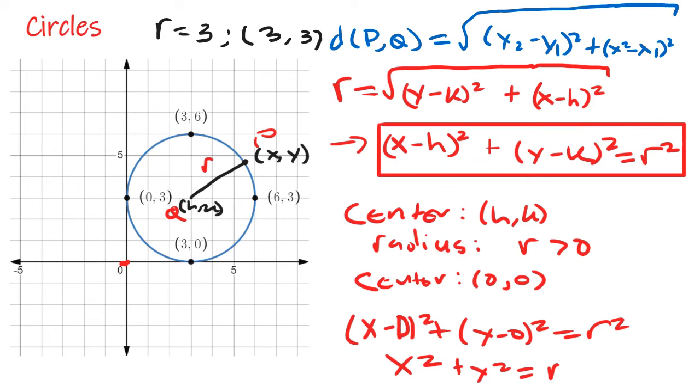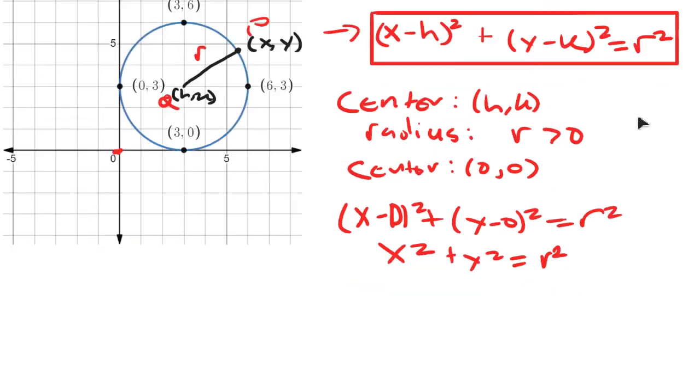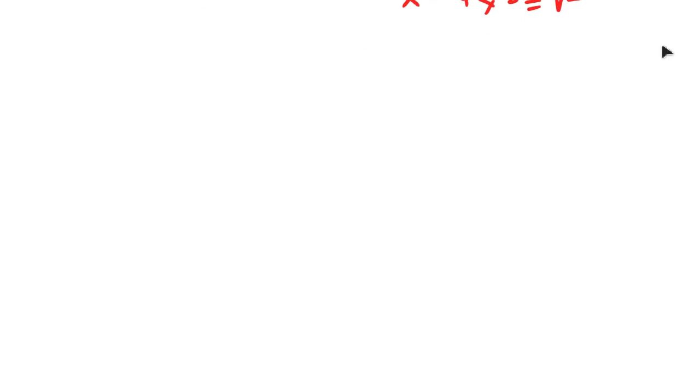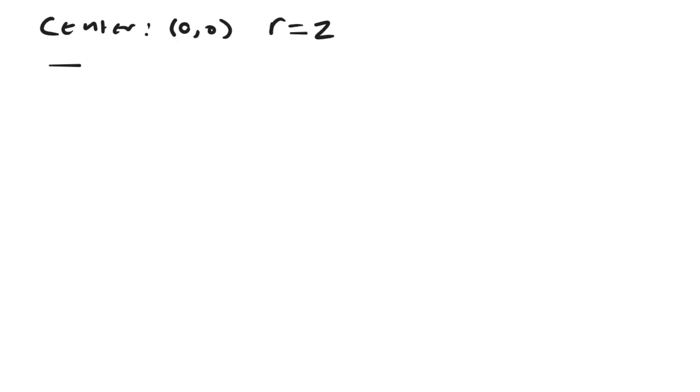Oh, yeah, r squared. Okay, so what we can do is just maybe look at a couple of examples. Like if we have that the center is the origin, but the radius is equal to 2, then in either case we would have x squared plus y squared equals 4.